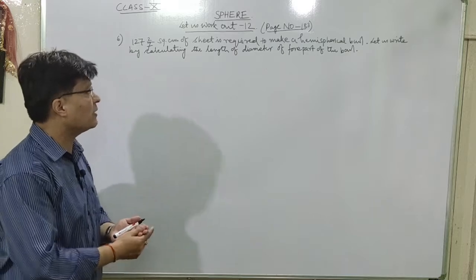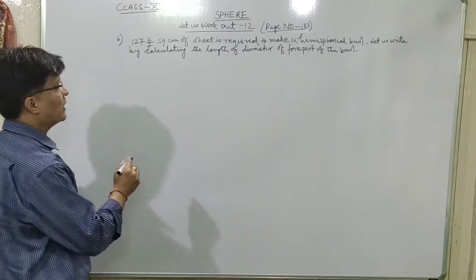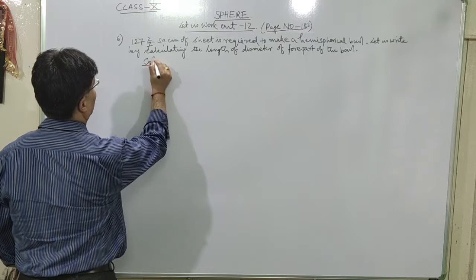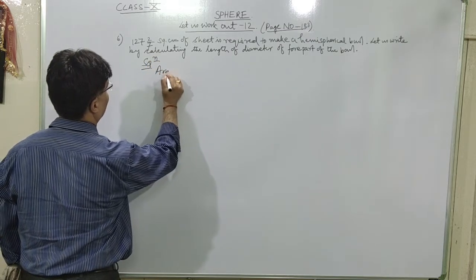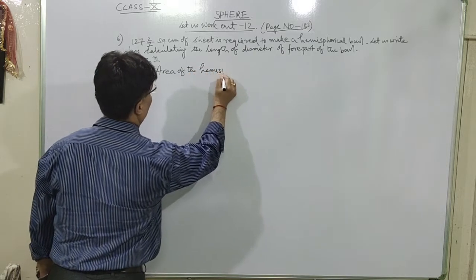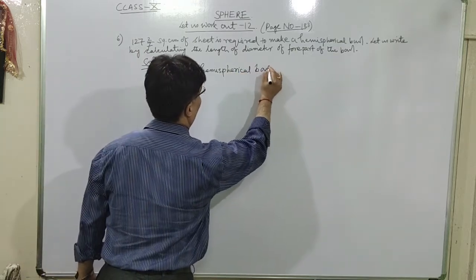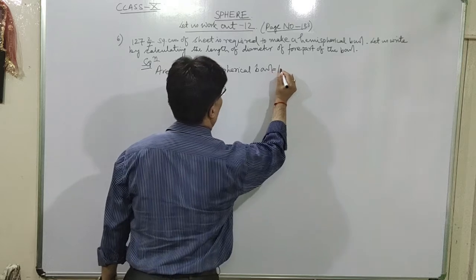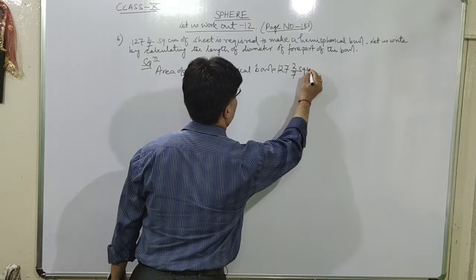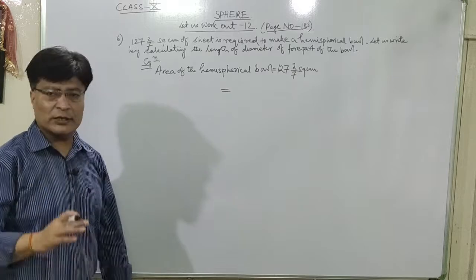So now let us write by calculating the length of the diameter of the forepart of the bowl. Right? So here you can write down that area of the hemispherical bowl. This is the solution. So area of the hemispherical bowl is equal to, it is given as 127 2/7 square centimeter.